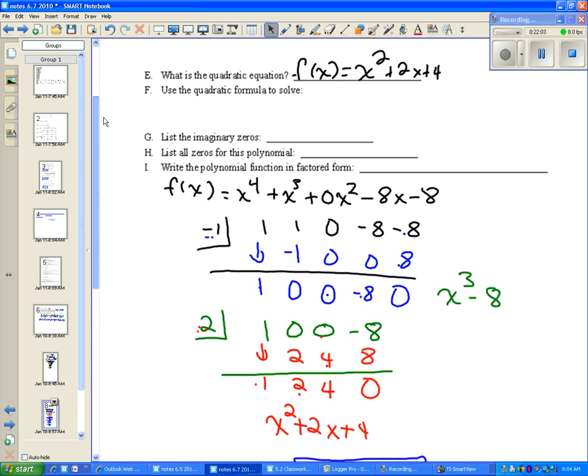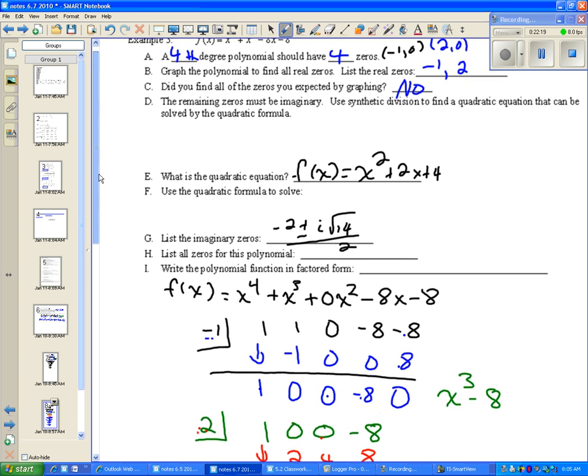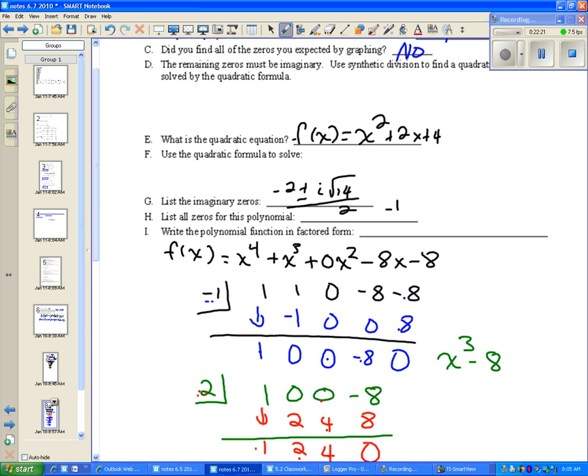So I come back up here, list the imaginary zeros. That was negative 2 plus or minus i square root 14 over 2. List all zeros for this polynomial. Well, the zeros were, first I had the number negative 1, then 2. Then I had negative 2 plus i square root 14 divided by 2. And then I had negative 2 minus i square root 14 over 2.